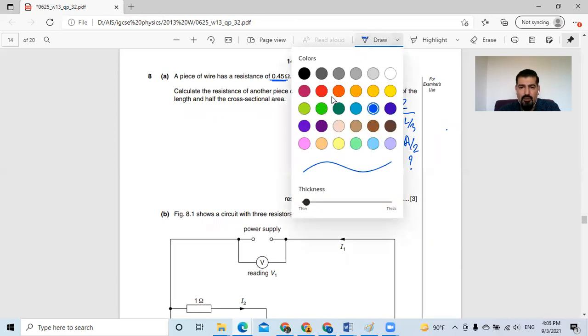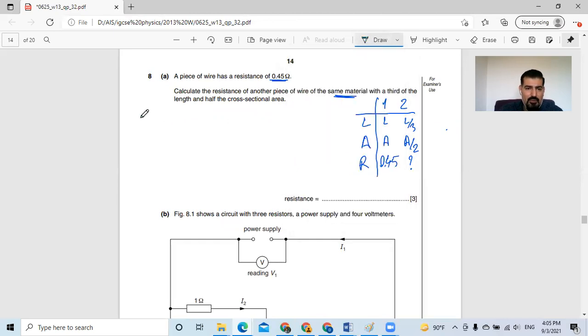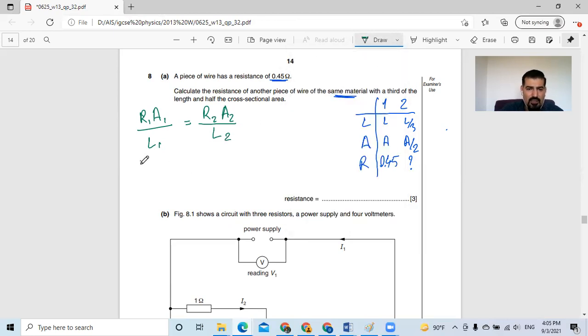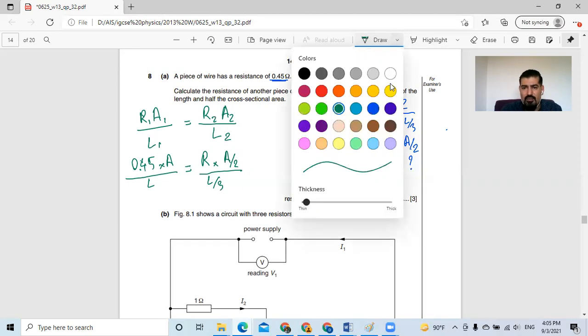For the new resistance, we are going to use the same formula, which is what? R1 A1 over L1 equals R2 A2 over what? L2. So we'll put the values that we have here. R1, which is 0.45, times A1, which is A, divided by L1, which is L, equals R2, the unknown that we want to find out, multiplied by the area, which is area divided by 2, divided by L, divided by 3. By doing that, we'll use the same simple math.